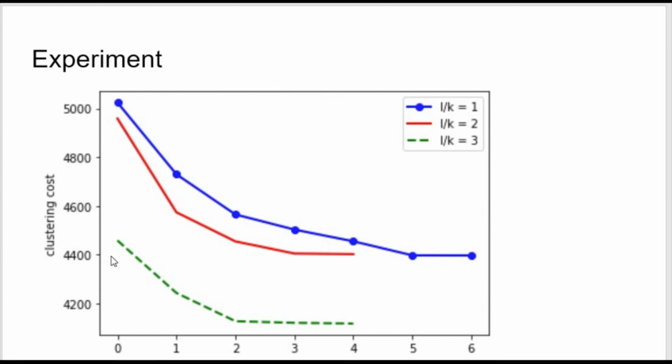As you can see, the green dashed line here, which has the highest L over K, yields the lowest clustering cost. And after initialization finishes, the one with higher L over K also takes fewer iterations for k-means to finish. As you can see over here, the green dashed line takes 4 iterations of k-means, but the blue line takes 6 iterations, and the blue line has lower L over K.